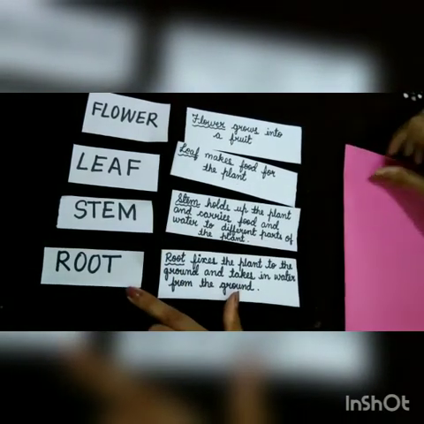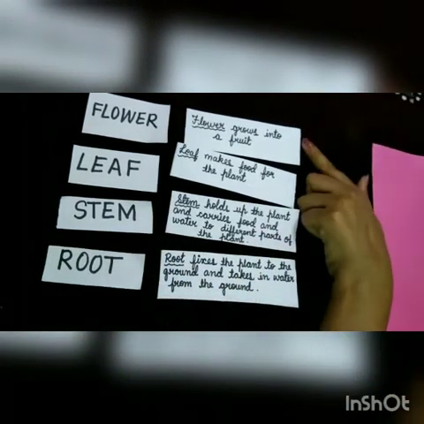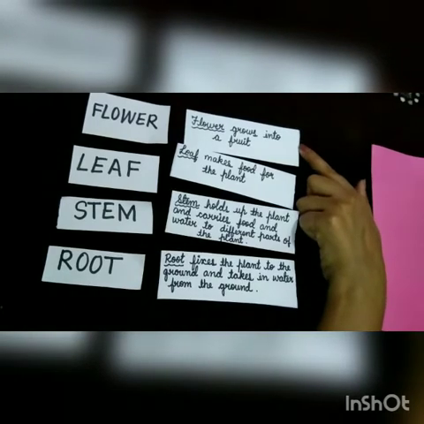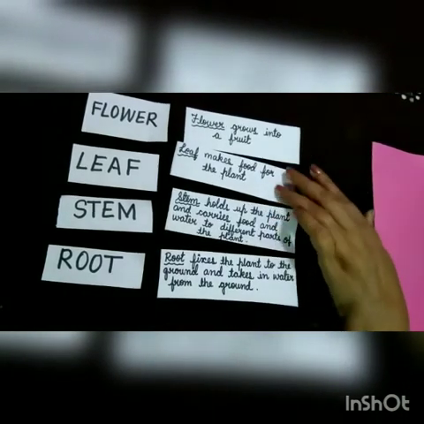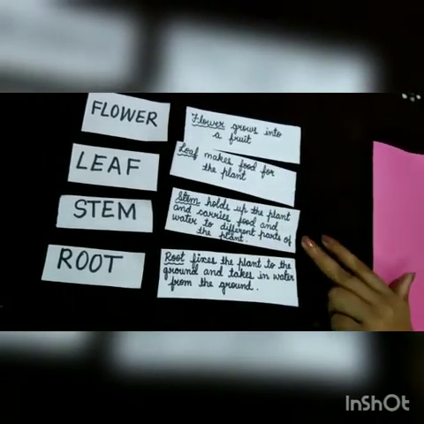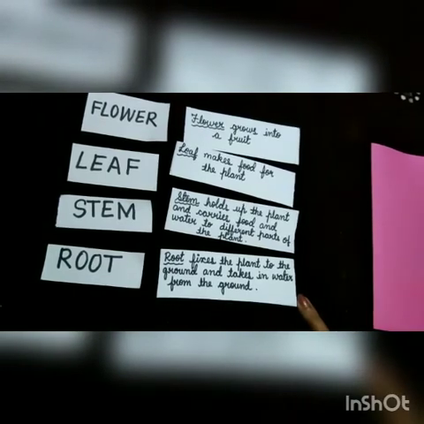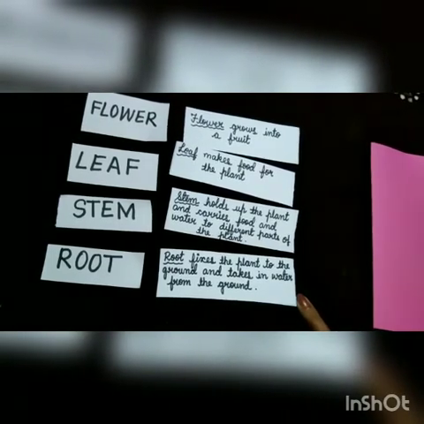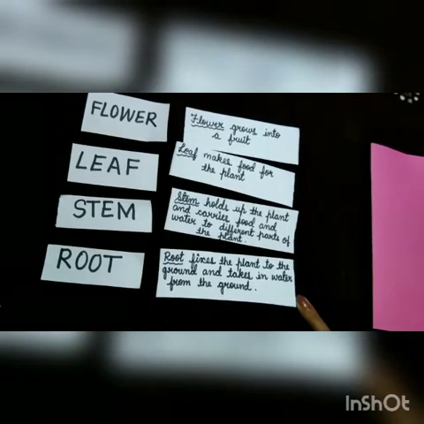Alright children, on another paper you have to write what the flower does, what the leaf does, what the stem does and what the root does. Okay children, now let us start with the activity.